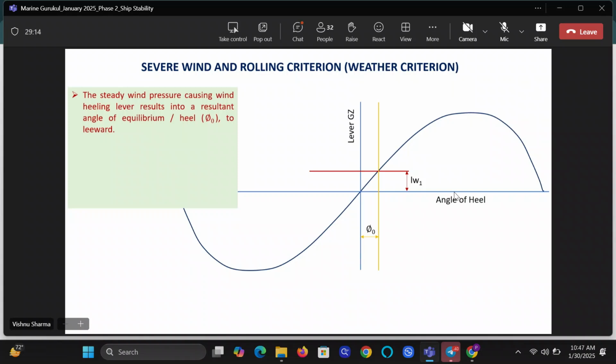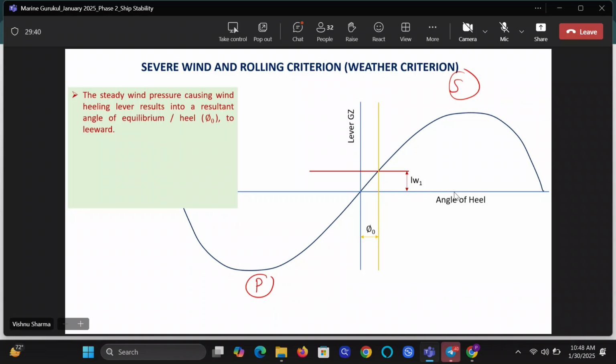Now, the vessel which was at equilibrium at phi 0 onto the lee side is now suddenly hit by a wave. Let me call it port and starboard only for the purpose of discussion, otherwise it is windward and leeward. In our discussion, starboard side is lee side, wind is coming from port. So now the vessel has gone to 5 degrees on the port side.